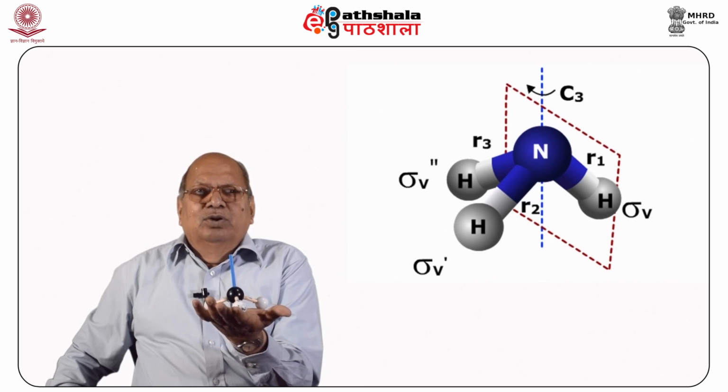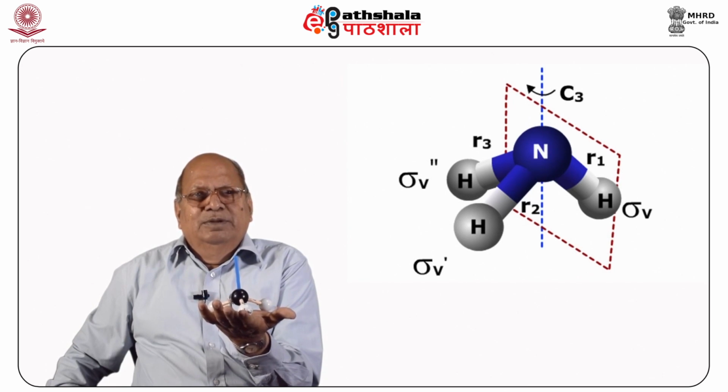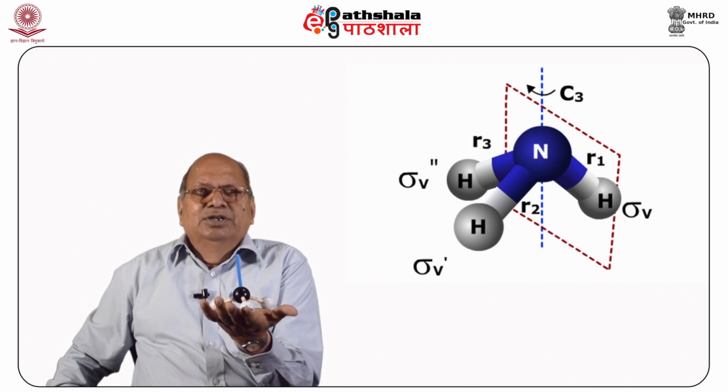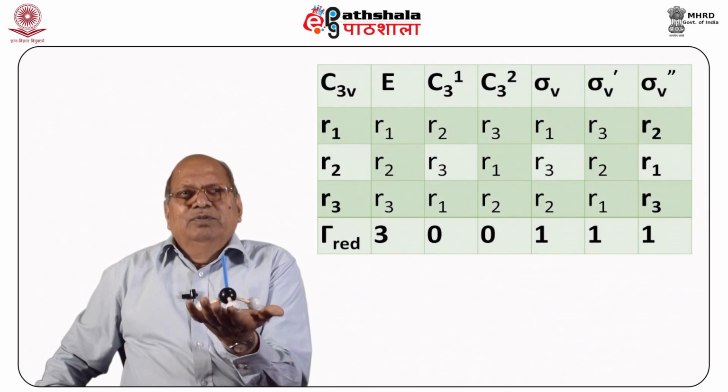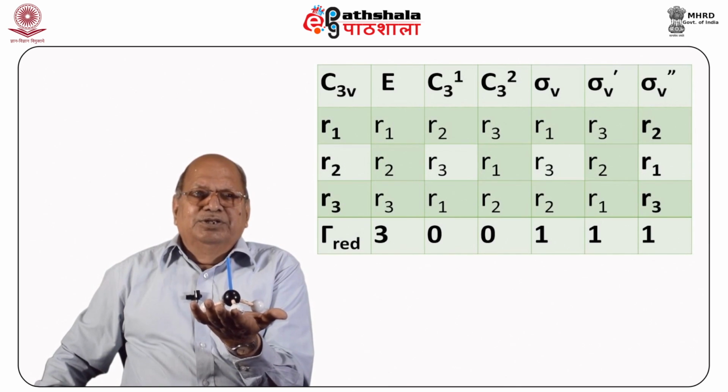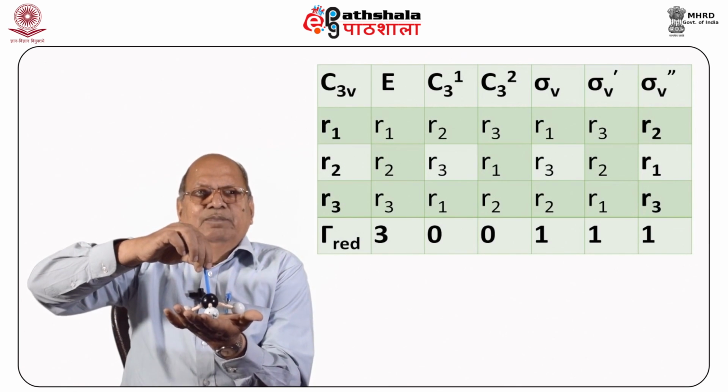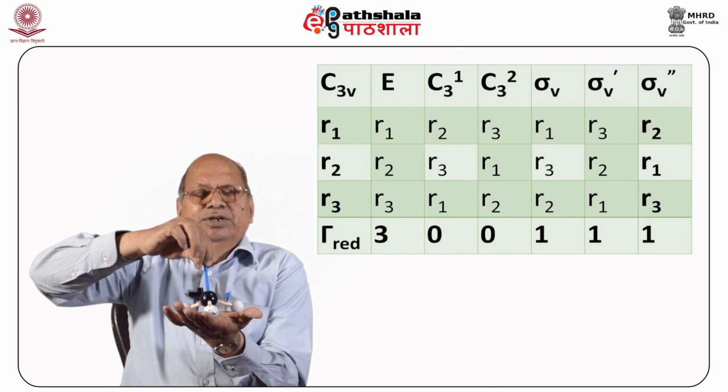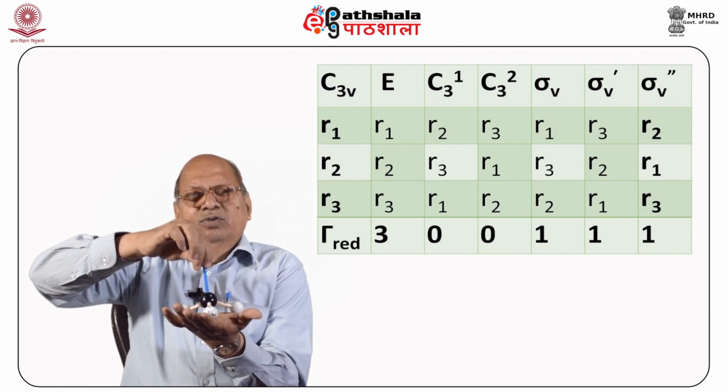Now, also we know that the vector which is shifted by symmetry operation will contribute chi equal to 0, and the vector which is not shifted will contribute chi equal to plus 1, and the vector which is unshifted but direction is reversed, it will contribute chi equal to minus 1. Now, in the table we find the effect of various symmetry operations. Say for example, E means I am doing nothing on this. It means R1 remains R1, R2 remains R2, R3 remains R3.